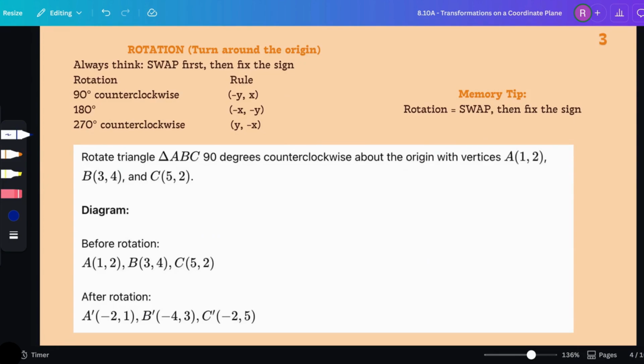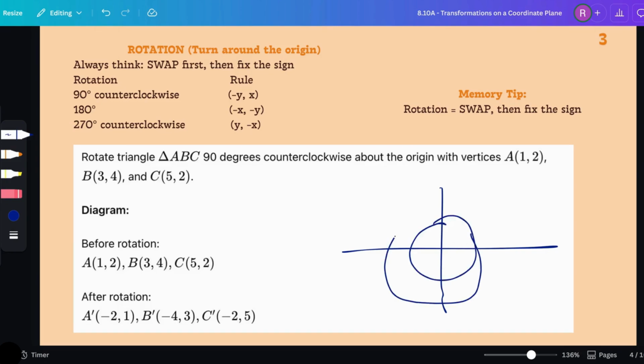Rotation, you know what rotation means? If you want to rotate, it's just like you are turning around. You can rotate 90 degrees counterclockwise, 180 degrees, or 270 degrees counterclockwise. If you rotate 360 degrees, you are coming back to the same position. Let's say a shape is here and you want to rotate 360 degrees. If you come around like this, you will still come back to where you are.